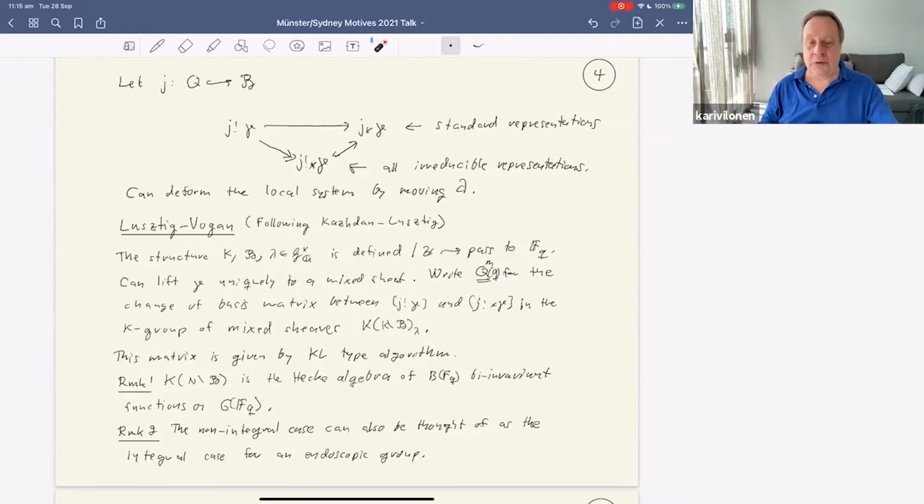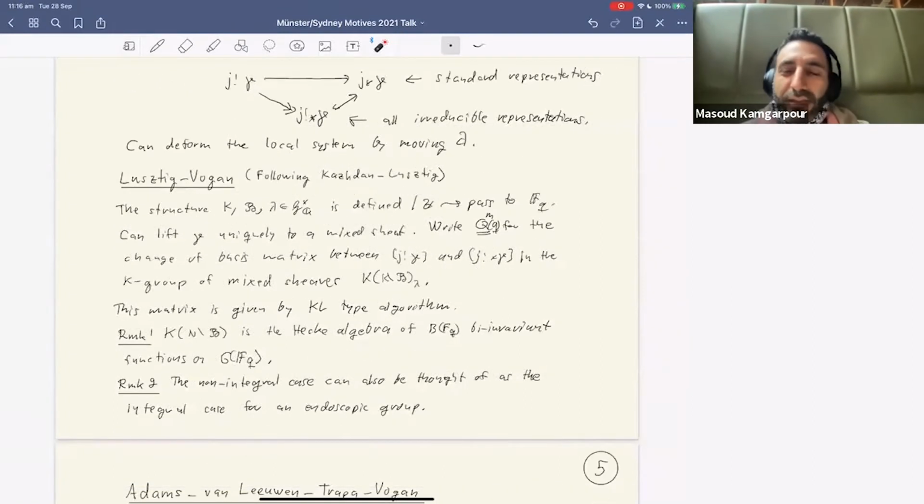So this lambda is going to be just an arbitrary element in H star of Q. So it doesn't need to be integral. And there's a small twist to the story. The polynomial you get will be slightly different, because in a non-integral case, you can also think of it as the integral case of an endoscopic group, and then these polynomials will differ by powers of Q.